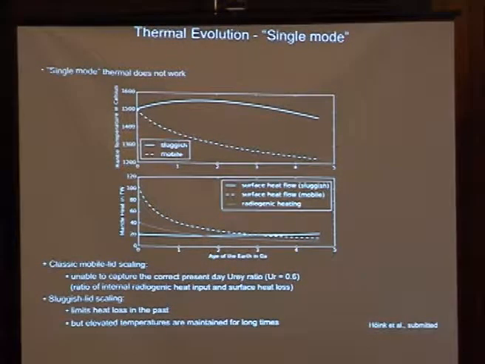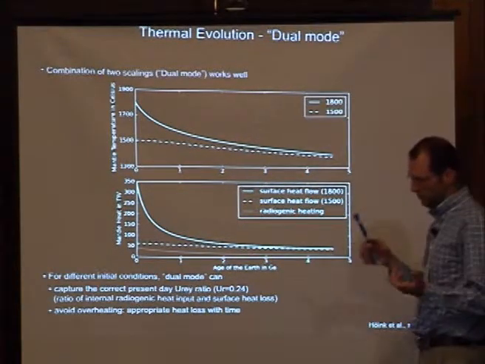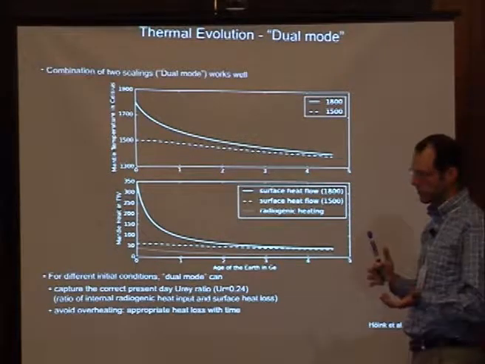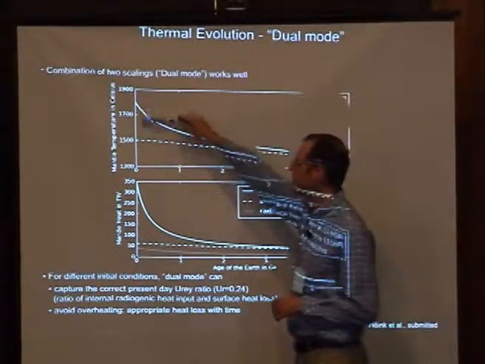So that didn't work. And then I thought, well, what if at present day we have both an Atlantic plate and a Pacific plate operating at the same time, losing heat at the same time? What if throughout Earth's history we always had something like a Pacific plate and always something like an Atlantic plate operating at the same time? And so this would be a dual mode scaling where you use 50% Atlantic heat loss, 50% Pacific style heat loss, shown here for two different temperatures starting at either 1800 or 1500.